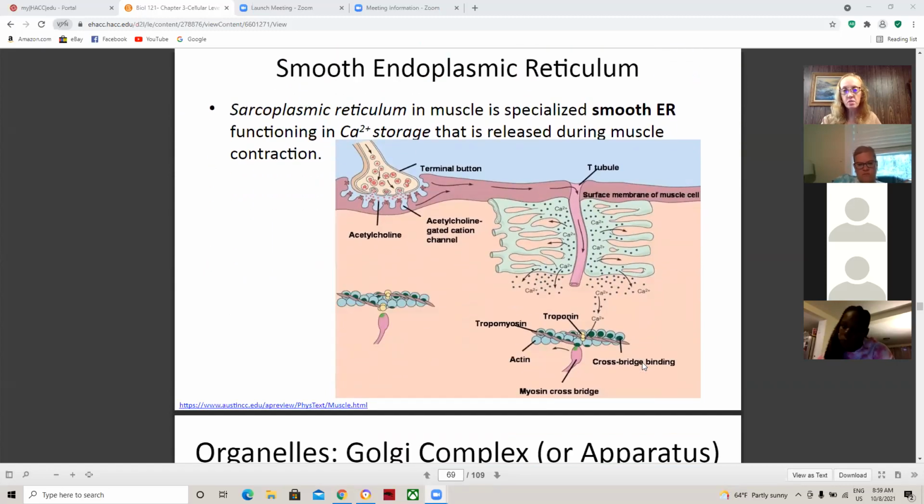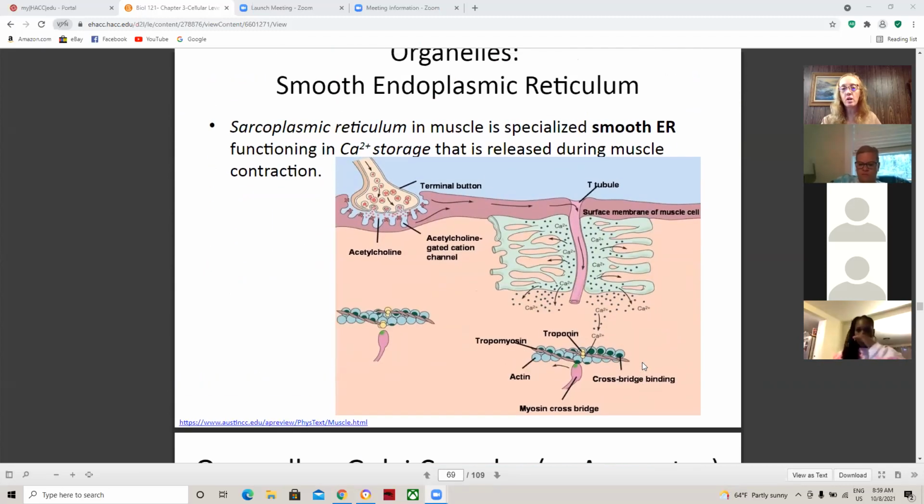Another function of some specialized smooth ER is the sarcoplasmic reticulum, which functions in calcium storage during muscle contraction. We will learn, and we'll talk a lot about it, that calcium is very important for muscle contraction. Therefore, muscle has a storage place specifically for calcium. This storage place is the sarcoplasmic reticulum.